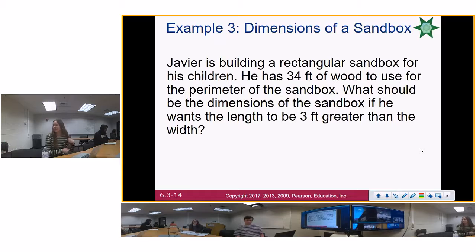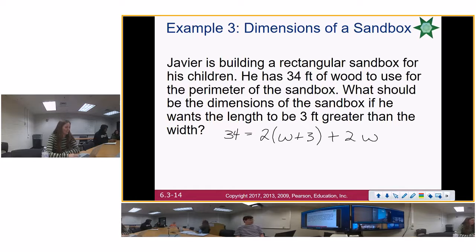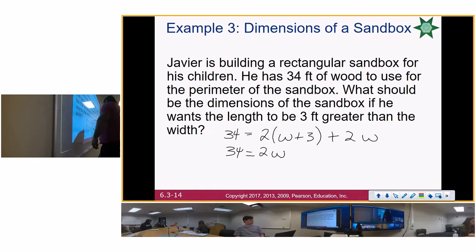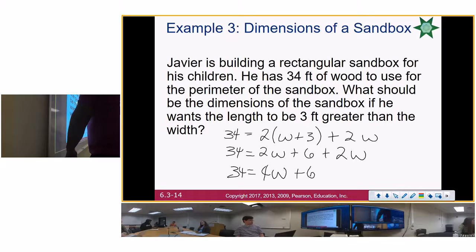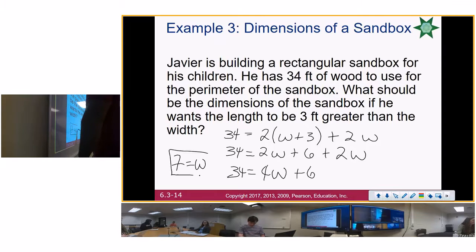Well, let's do that one person. Okay, so the perimeter is 34. The length is equal to W plus 3. So the perimeter, 34, is equal to 2W plus 2 times (W plus 3), which is 2W plus 2W plus 6, so 34 is equal to 4W plus 6. 34 minus 6 is 28. 28 divided by 4 is 7. So 7 is equal to W.